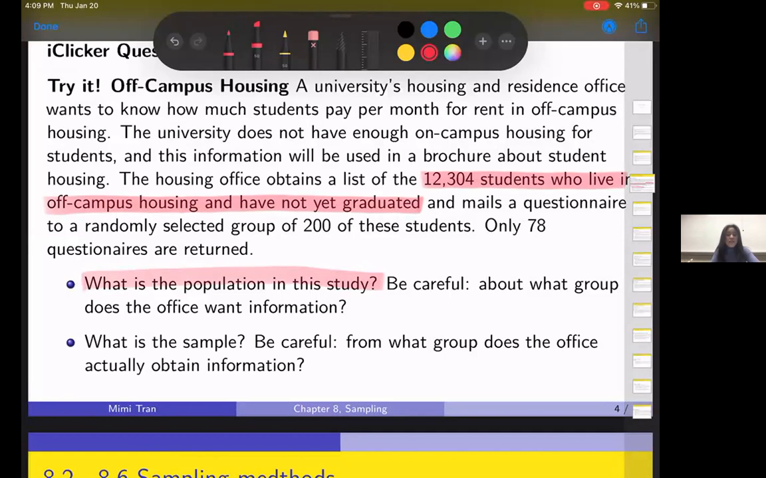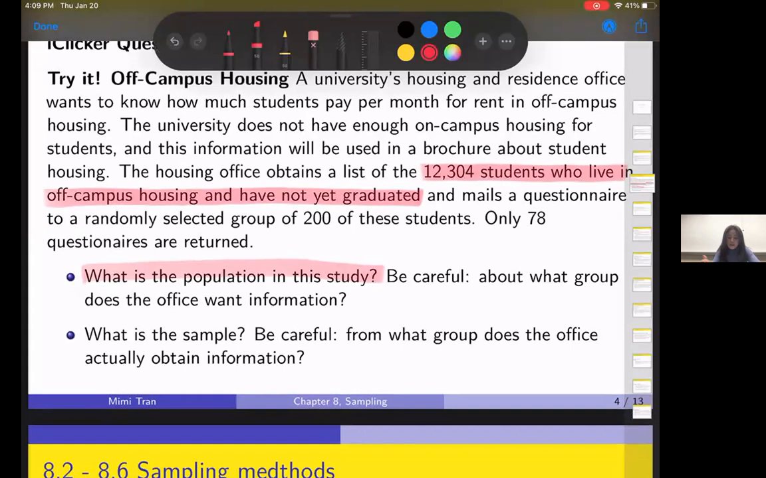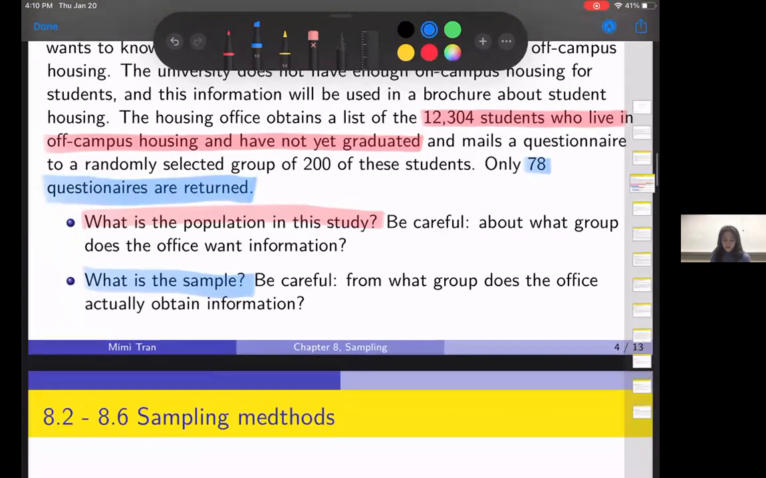And then the sample is from the group where the office actually obtained the information. I know they randomly selected 200, but only 78 returned the mailing. So that will be their sample, right? 200 is what they want, but only 78 responded. So the 78 questionnaires that are returned will be your sample. All right, so that distinguishes between population and sample.